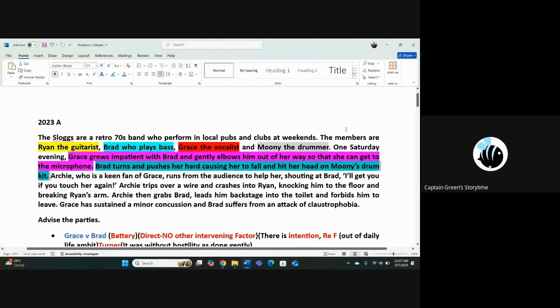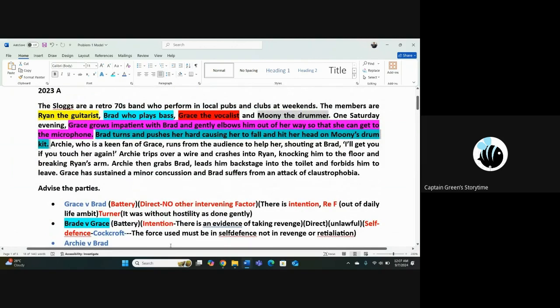Okay. Use your mind. Which one of the three offenses is applicable here? Either false imprisonment. No, there is no imprisonment here. Secondly, assault. No, there is touching involved. Thus, it is battery. The offense of battery will be involved.